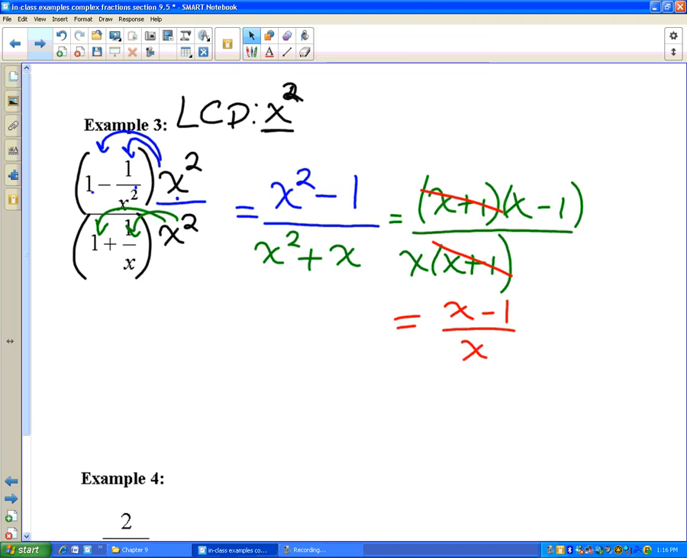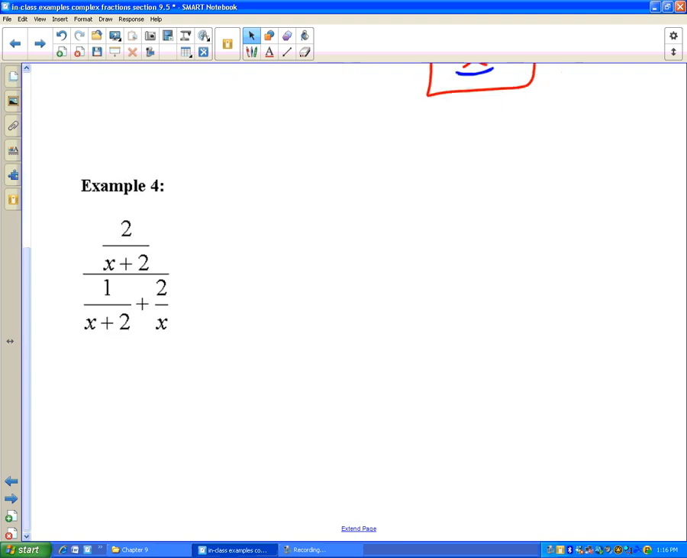Remember, I cannot cancel out the x from the x minus 1 and the other x because this is a term and this is a factor, so I cannot cancel them out. This entire thing is my final answer. Whoa. Let's try this again. Let's try example 4.